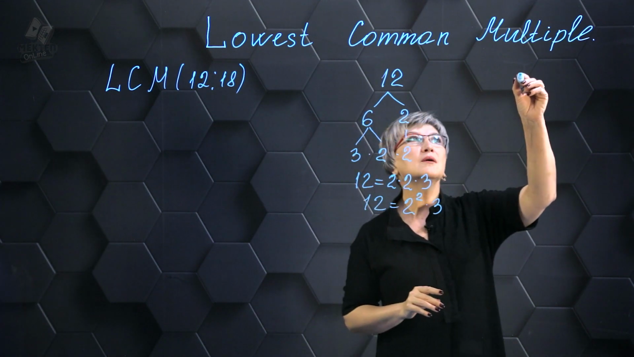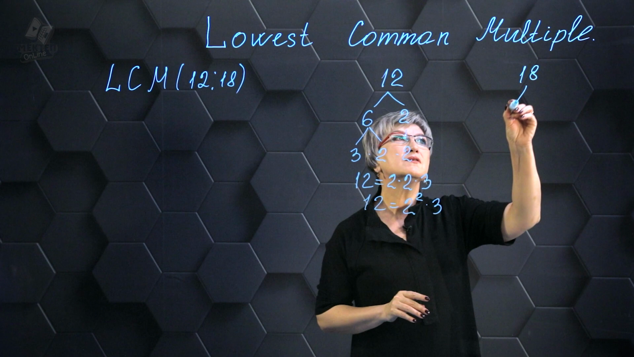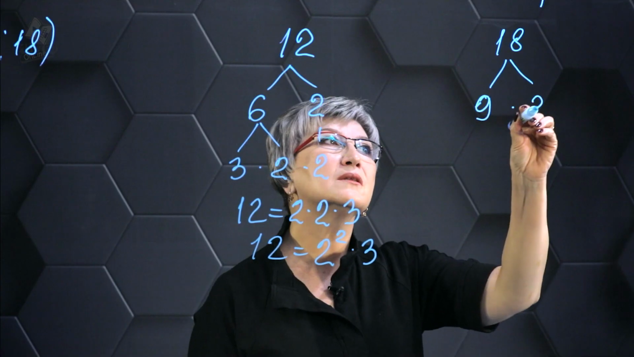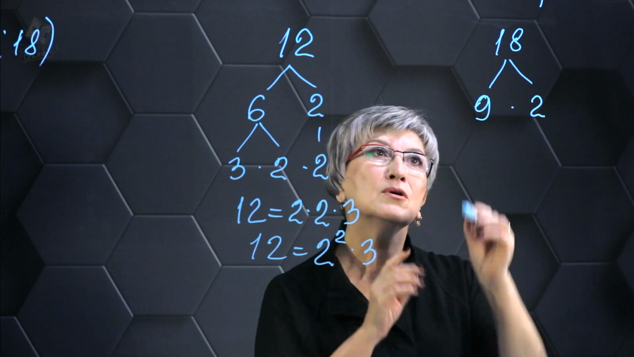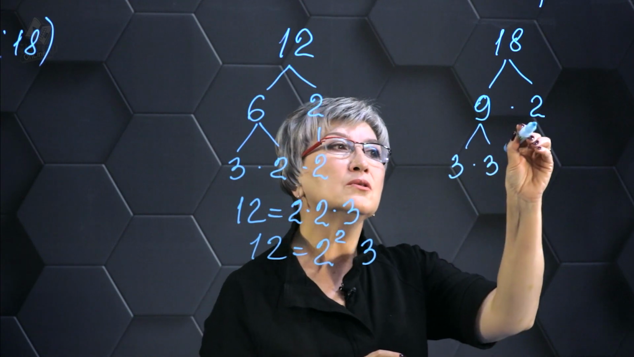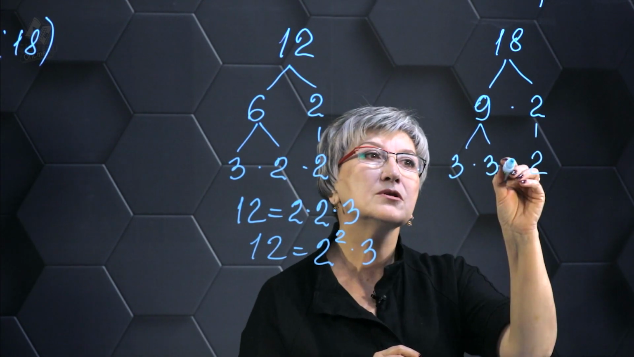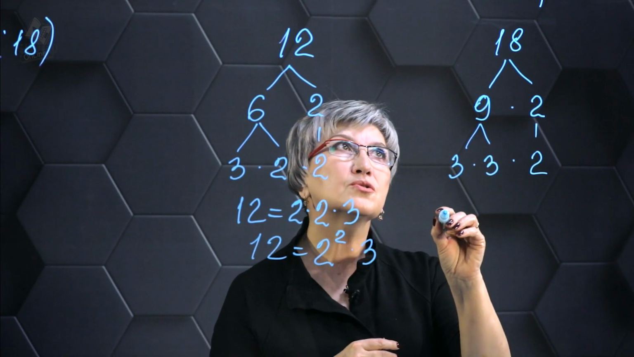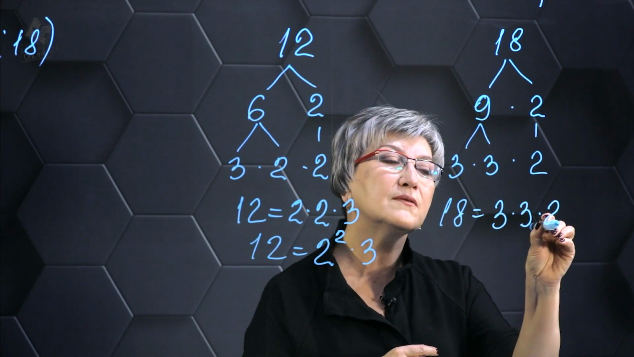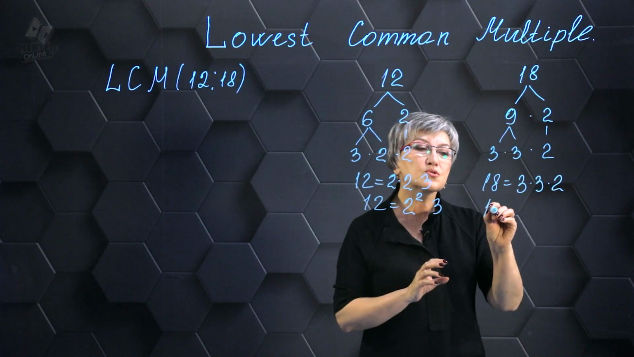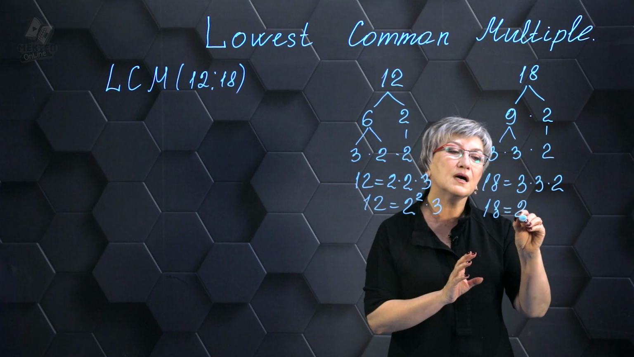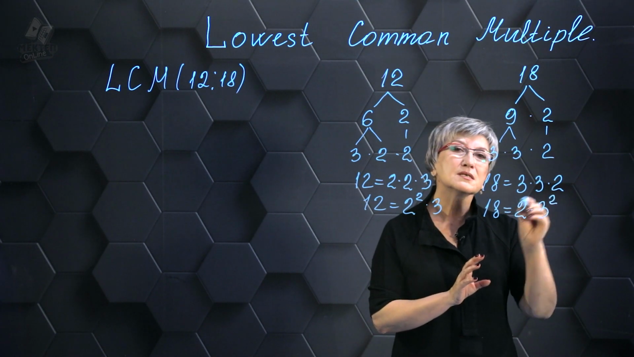I work with 18 the same way. What's up with 18? It's 9 times 2. Once again, I know that I can break down the number 9 as the result of multiplying 3 by 3. And the 2 is also carried over. So essentially 18 is equal to 3 multiplied by 3 and then multiplied by 2. Well, now I'm going to write this using exponents. Therefore, 18 is equal to 2 multiplied by 3 to the power of 2.